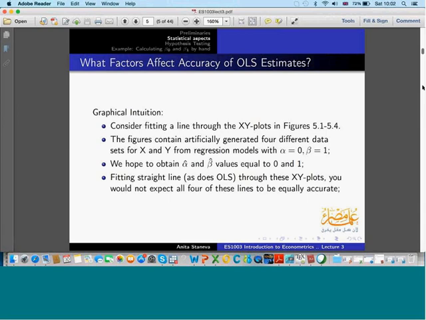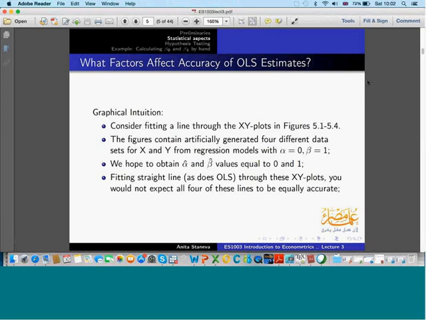In particular, these techniques enable us to provide confidence intervals and to carry out hypothesis testing on the regression coefficients. So one way to look at this, and I'm going to start with the main issue, is what factors affect the accuracy of the ordinary least squares estimates, and I'm going to provide you some examples in the next graph.